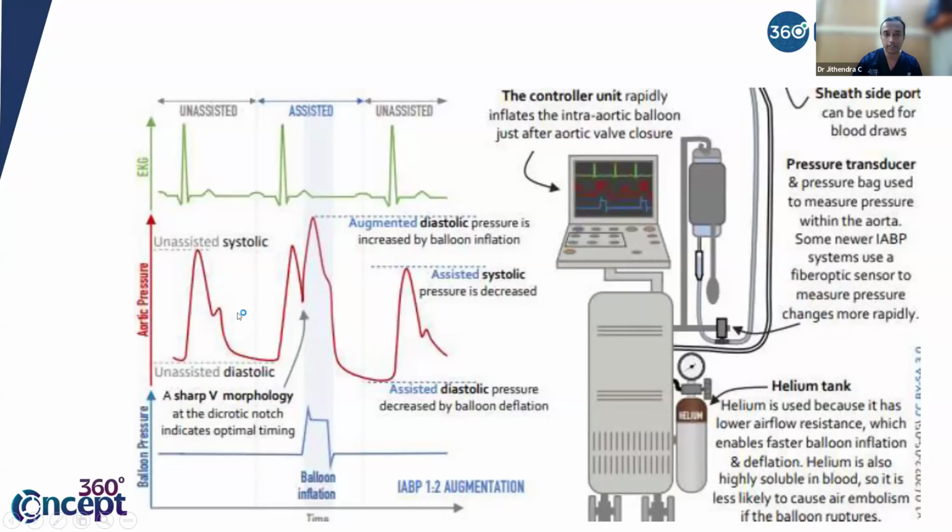So this is your unassisted, next comes assisted, next unassisted, next assisted. So like that it comes. Okay, so you require at least a 1:2 augmentation to interpret. In other parts, helium tank. So, what is the commonly used gas? Helium.